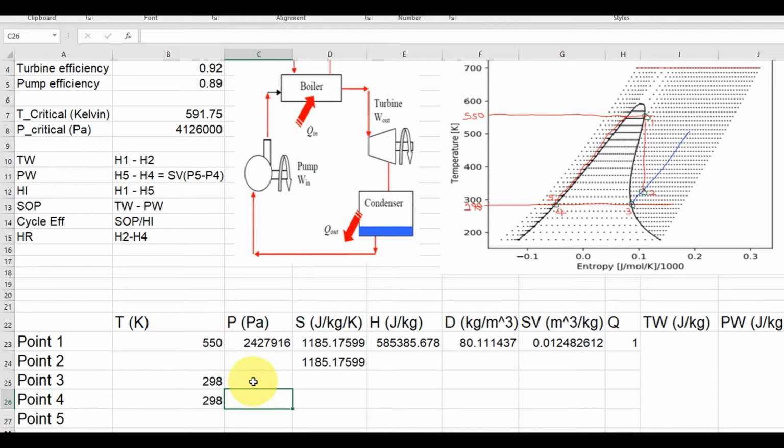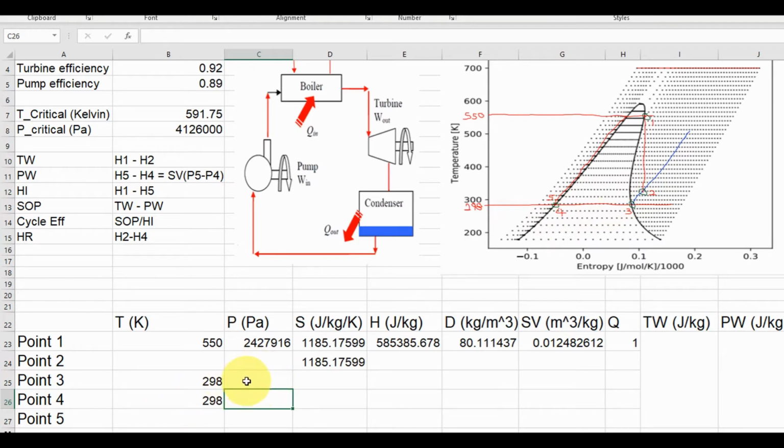So we use the known to find the unknown. So what do we know here? We know at point 3 and at point 4, especially at point 4, that the quality of the fluid is 0, which is liquid phase. And at point 3, the quality of the fluid will be 1, which is the gas phase. So we could impose that in CoolProp to obtain the pressure, the constant pressure line.